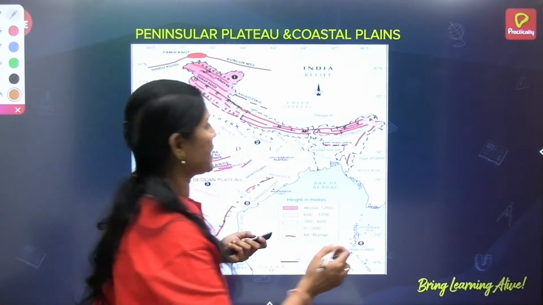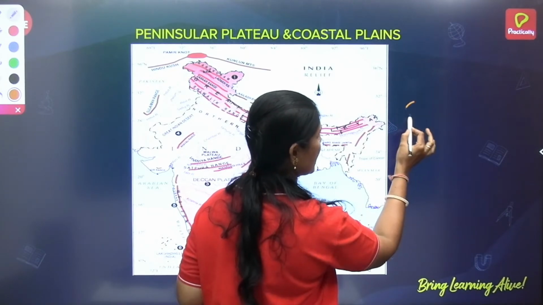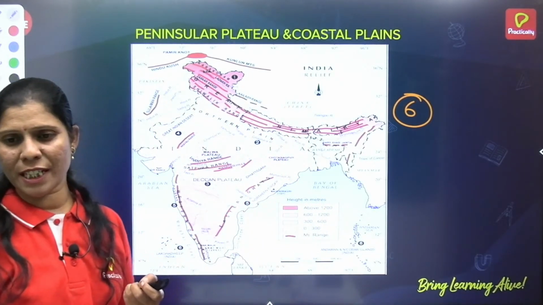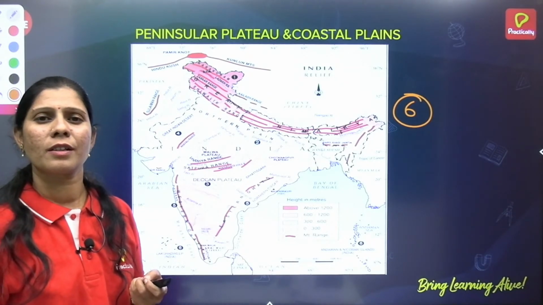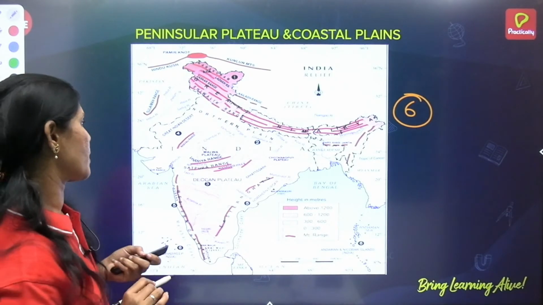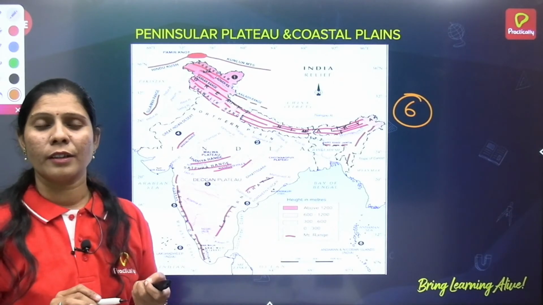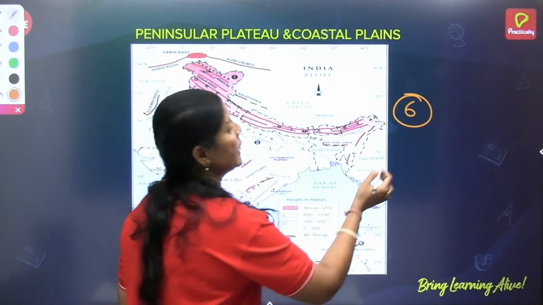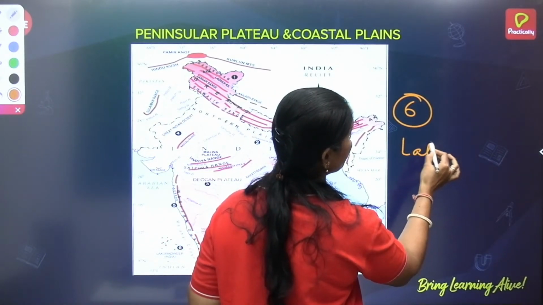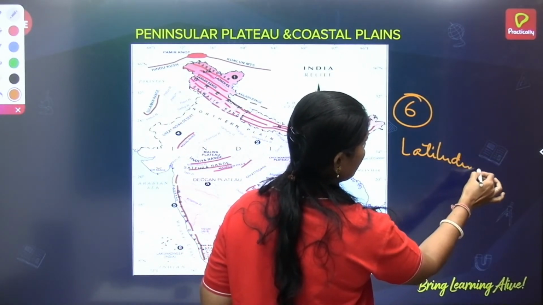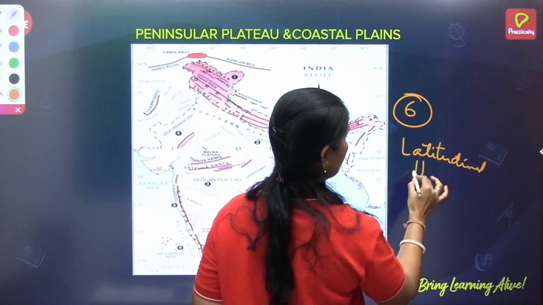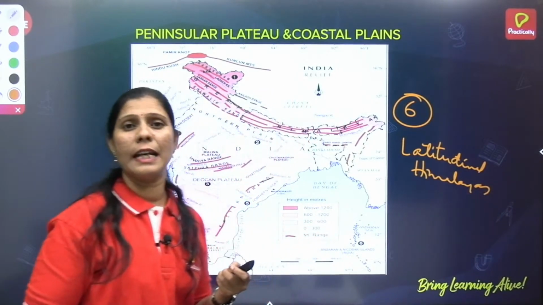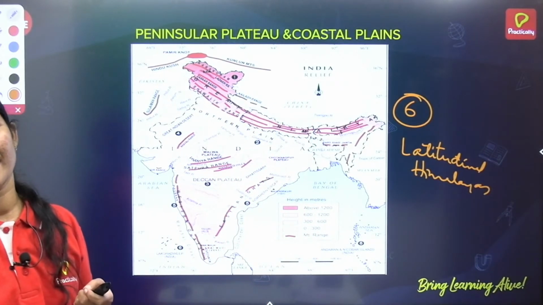How many physical features have we come across? 6 physical features. What are the latitudinal divisions? Can you name 3 latitudinal divisions of Himalayas? Himadri.